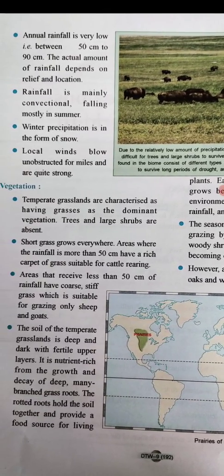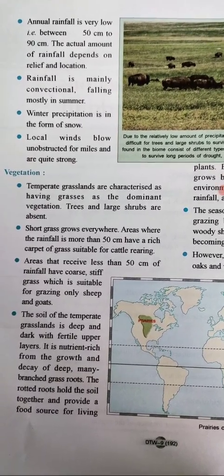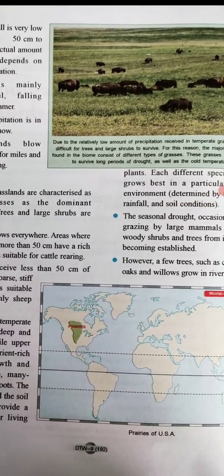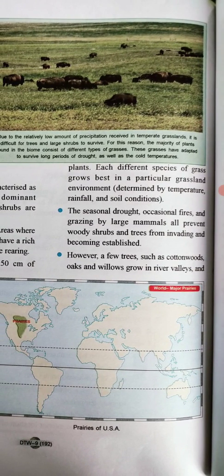These rotted roots, the ones that get spoiled, provide nutrients to the soil for other living plants. Each different species of grass grows best in a particular grassland environment that is determined by temperature, rainfall and soil condition. A particular grassland environment has different species of grasses, and that depends upon the rainfall, temperature and soil.